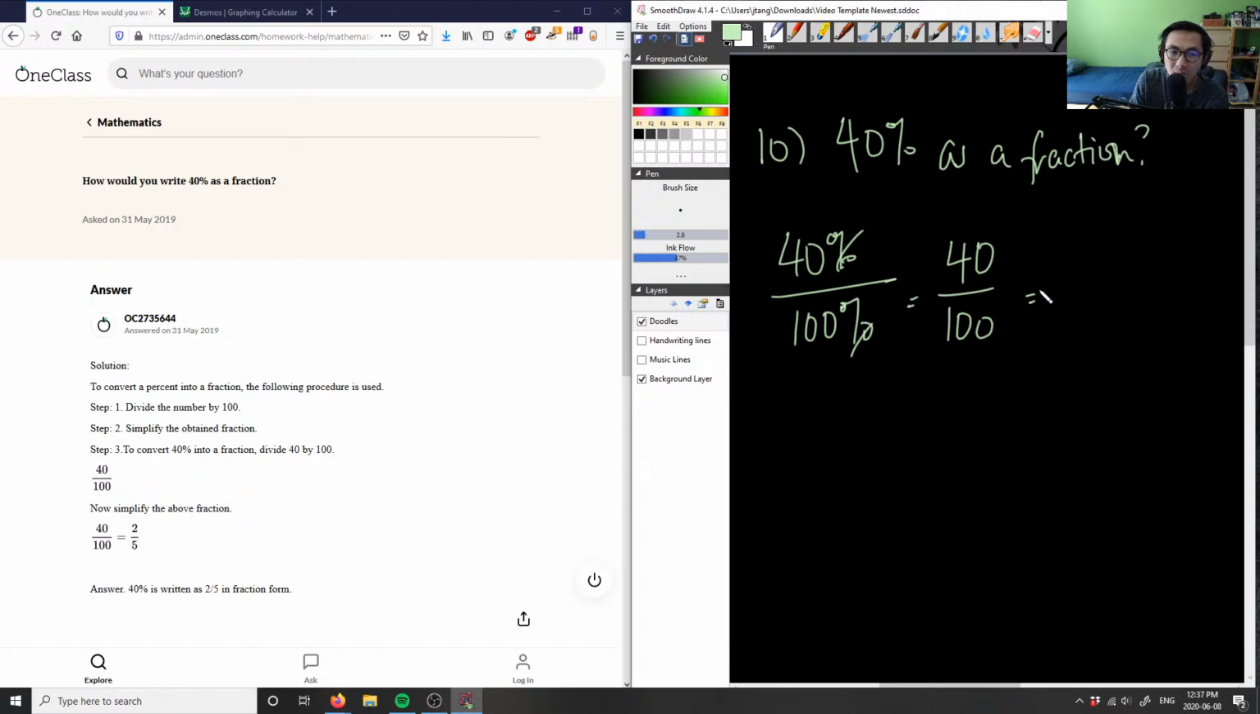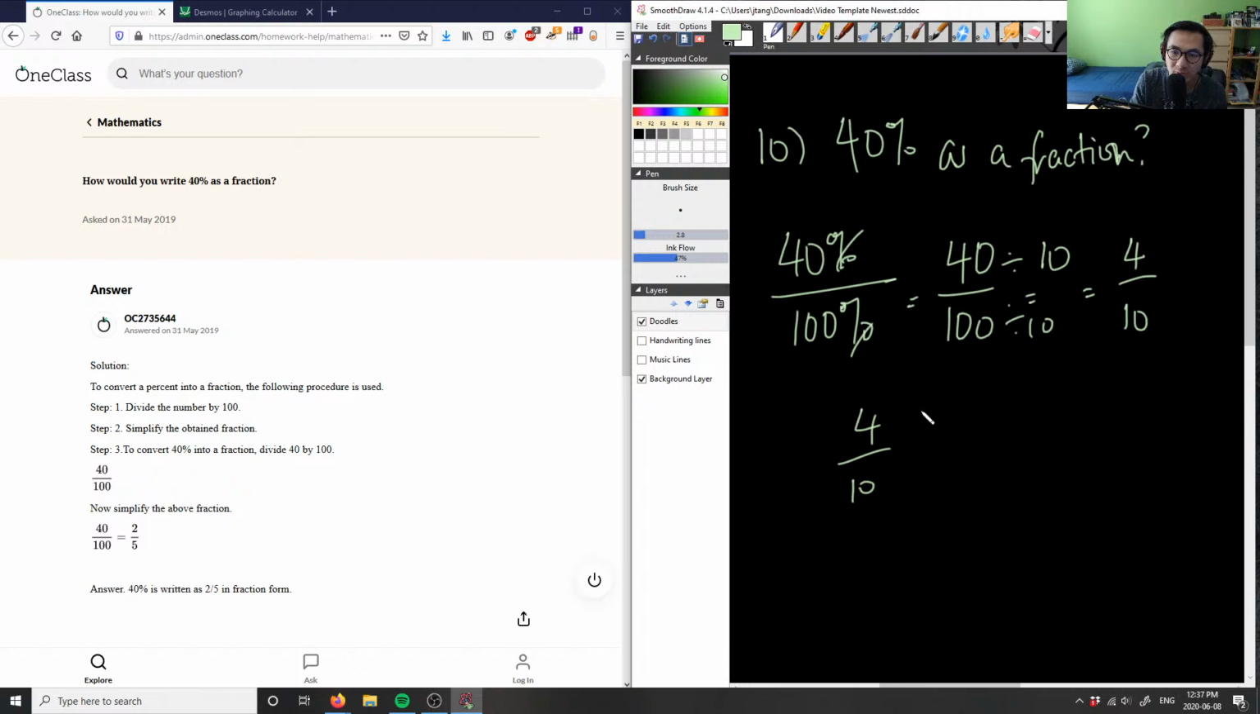And then what we could do is look at this 40 and 100 and take the greatest common factor and divide to reduce, right? As you can see, the greatest common factor in this case is 20. But if you don't see that at first, we can actually divide both sides by 10 first. So we divide this by 10, divide this by 10. We get 4 over 10 here.